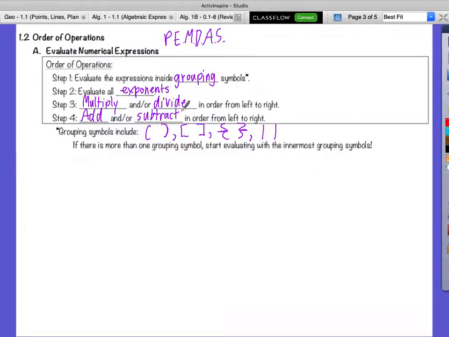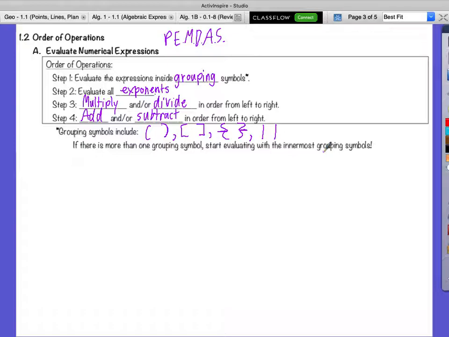Now, hey, underneath where we drew these grouping symbols, it says if there is more than one grouping symbol, start evaluating with the innermost symbols. Okay? And we'll see that in some of these examples we're going to do, so we'll talk about it there. You work from the inside out when you have multiple layers of grouping symbols. Okay? We'll have that happen.